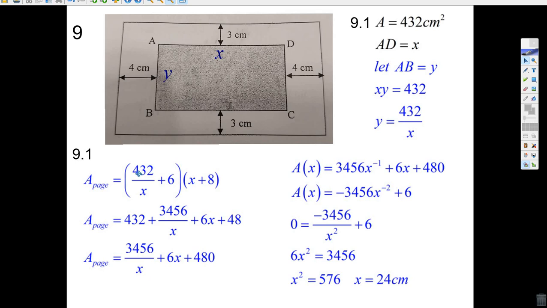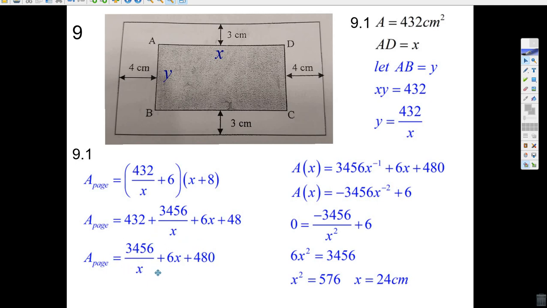Well, let's just do FOIL and see what happens. 432 over X times X, the X's will cancel. I get 432. Then I go 432 over X times 8. Well, 8 times 432, oh, there's that number, 3,456. Then 6 times X is 6X, and 6 times 8 is 48. If we put the 48 and the 432 together, we get 480. Hey, we get exactly what we were supposed to show.